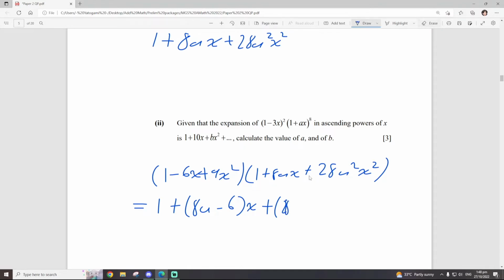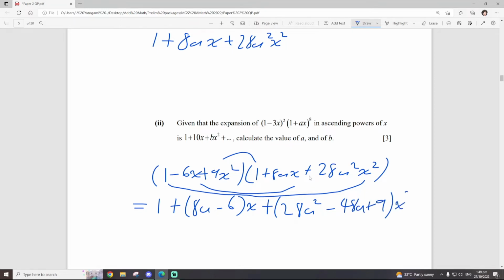Actually I should highlight which ones will get together. So I will get perhaps this one together, and the other x squared will be this one, and let's not forget this one also. Okay, so that is what I'm actually trying to do. So I'll get 28. Actually, I realized that this is a quadratic expression, so let me write it that way. 28a squared minus 48a plus 9 x squared.